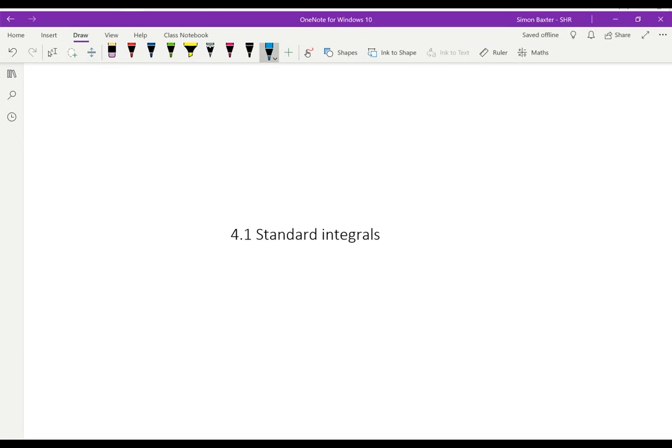In this video, we're going to look at standard integrals which you should recognize, integrals where you can rearrange the integrand into standard integrals, and integrals where you will need the reverse chain rule.